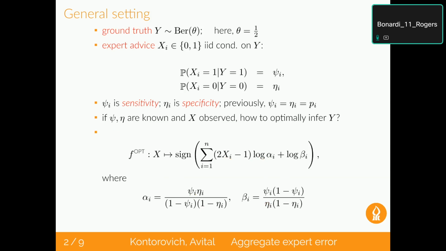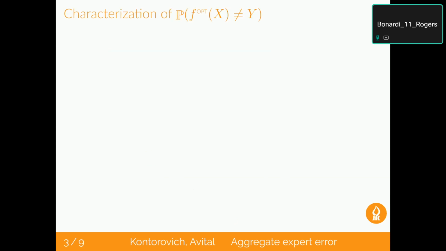That's all classic. The question that we study in this paper is, what is the behavior of the error probability of the optimal decision procedure? If you predict based on this formula, what will your probability of error be? How will it behave? That's the thing that we study in this paper. I'll begin by giving an exact characterization of this probability of error.